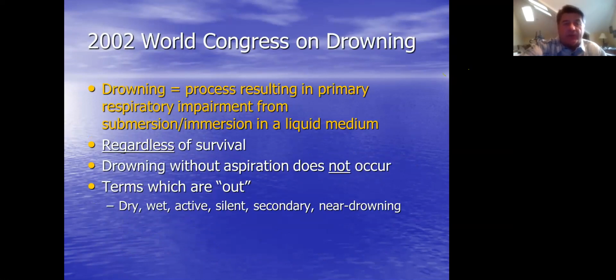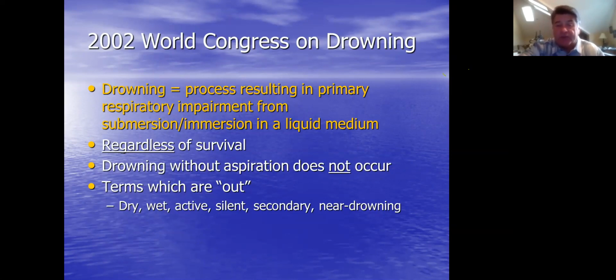Now, here's the difference between some of the older terms and the newer terms. In 2002, they had a World Congress on Drowning. And drowning was defined as a process resulting in primary respiratory impairment from submersion or immersion in a liquid medium. So that means all comers who go under the water or under some type of substance where they cannot breathe will have a drowning definition, regardless of survival. So if you go under the water, flail, survive, you're still a drowning victim. You're just a drowning victim that happened to survive.